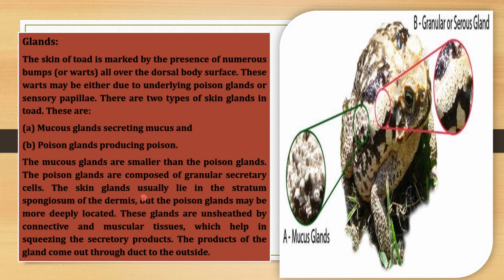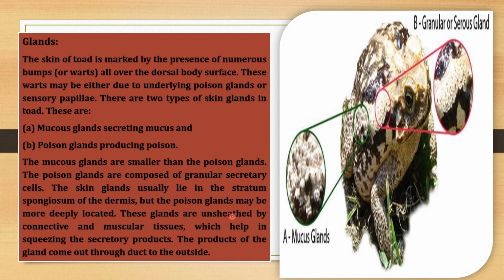The skin glands usually lie in the stratum spongiosum of the dermis. You know stratum spongiosum of the dermis of the skin of toad. Already it has been discussed in my previous slide. So there generally this type of poison glands can be seen. And mucus glands, actually you can say that parotid glands, there actually parotid secretion happens. That means a white color fluidy substance is the parotid secretion. So this is a kind of mucus gland, you can say.